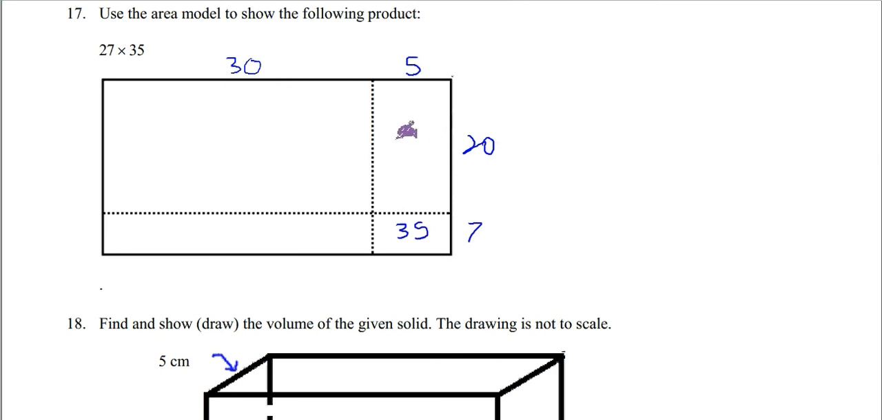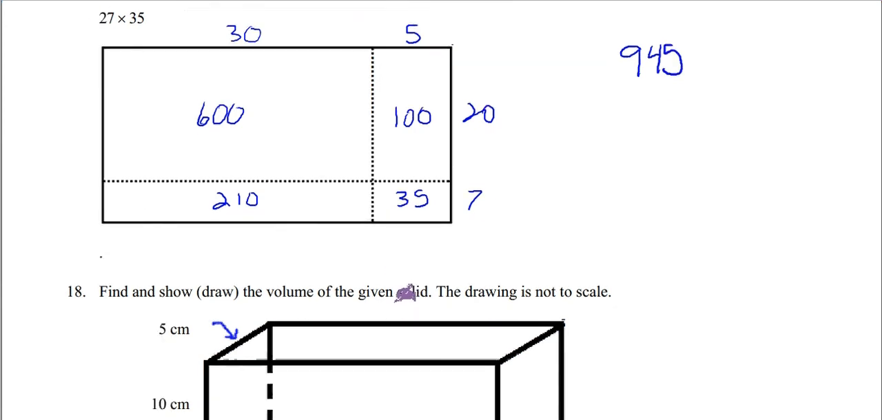5 times 20, that's 100 squares. 7 times 30, that's 210 squares. And a 30 by 20 rectangle holds 600 squares. And if we add them all up, we get 600, 700, 800, 910, 945. 945, that's 27 times 35.